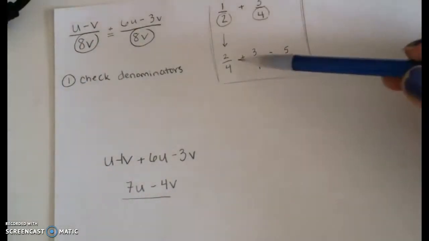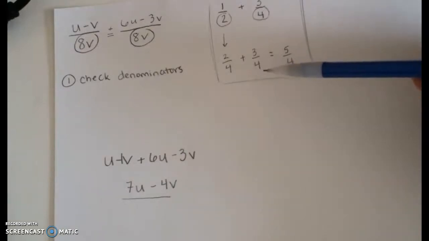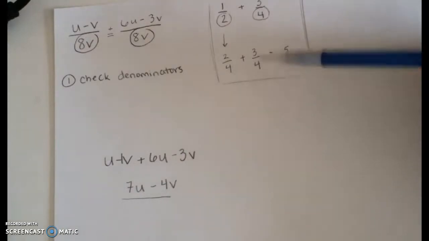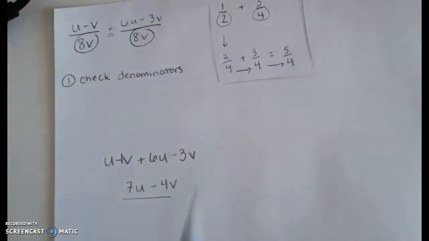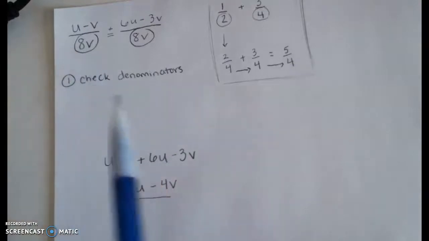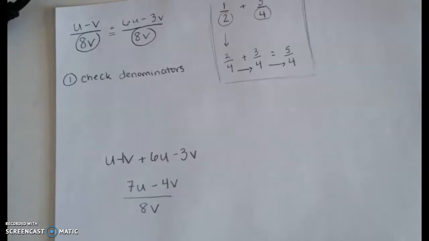Notice that when we added 2/4 and 3/4, we didn't add our denominators together. We keep the exact same denominators. 4 stays as 4, and we only add the top. So the same is going to go for here. 8v is going to stay 8v. We're going to keep it like it is.